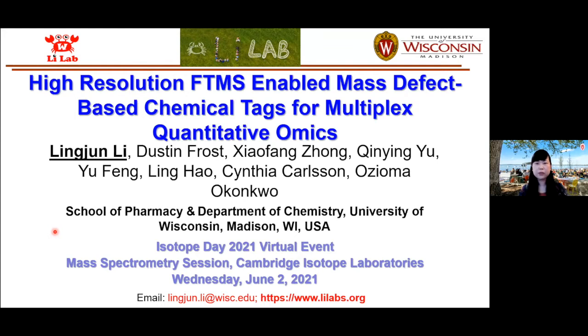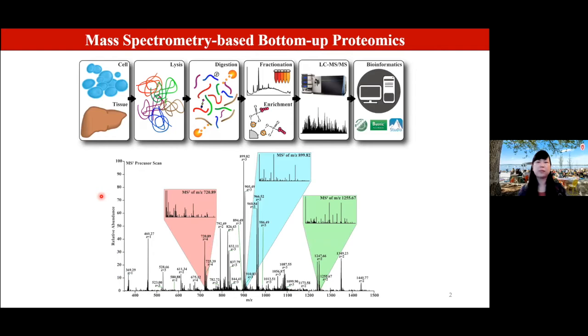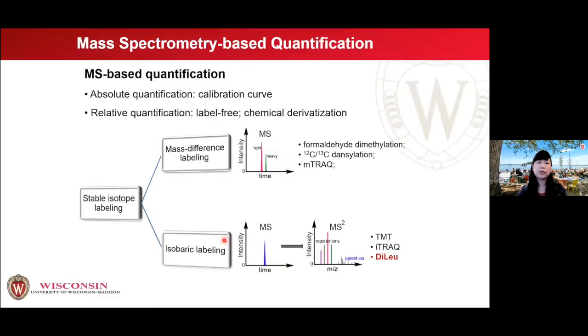So today I want to talk about some of our effort on developing chemical tags for multi-omics or quantitative omics. I'd like to begin by showing this, probably a very familiar workflow for mass spec-based bottom-up proteomics. Depending on whether you're working with cell culture or a piece of tissue, get the proteins out, and then digestion and fractionation. With nanoflow LC-MS routinely, we can get thousands of protein identifications from a single experiment.